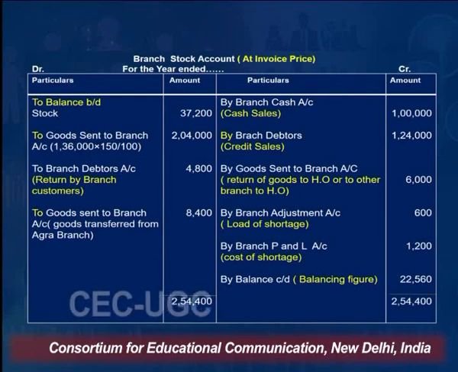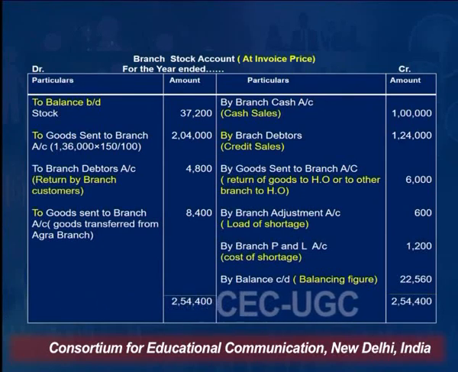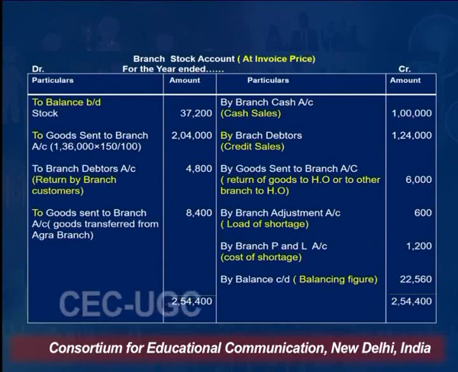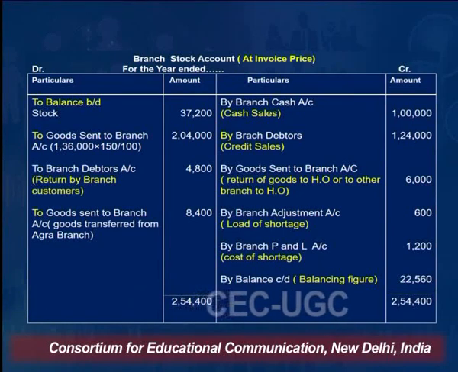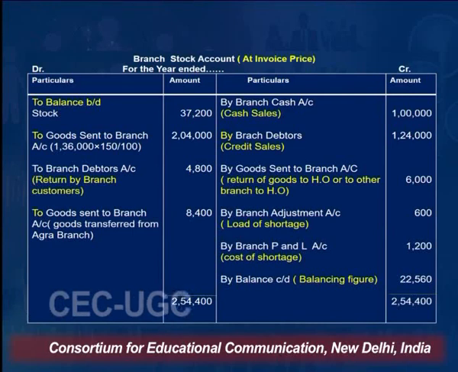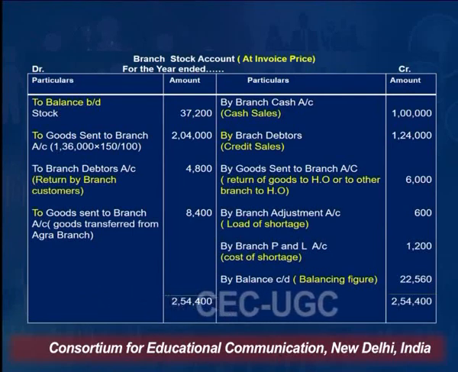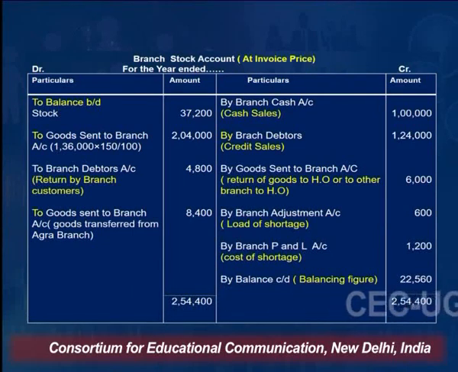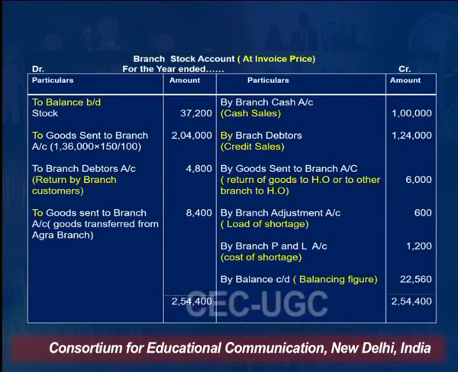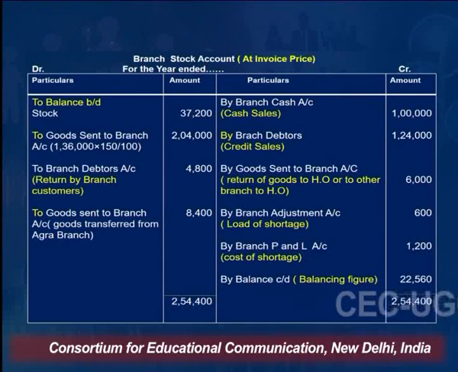As we all know, we are doing the stock and debtors method. Under the stock and debtors method, the first account which is prepared is the branch stock account, and this account is always prepared at invoice price. The loading part which is included in the opening stock, goods sent to the branch, goods returned by branch, and the closing stock, these four items are shown at invoice price, and the loading on these items has to be eliminated. For that we will be preparing a separate account, known as the branch adjustment account.